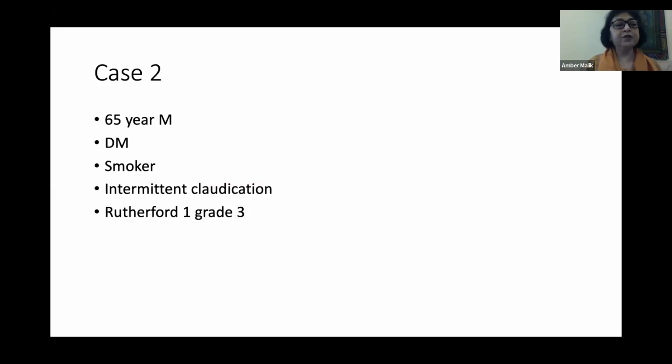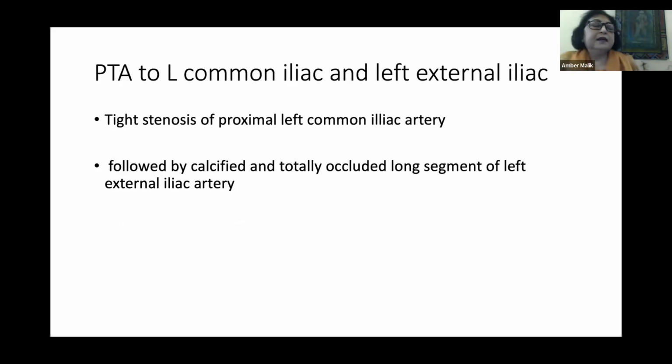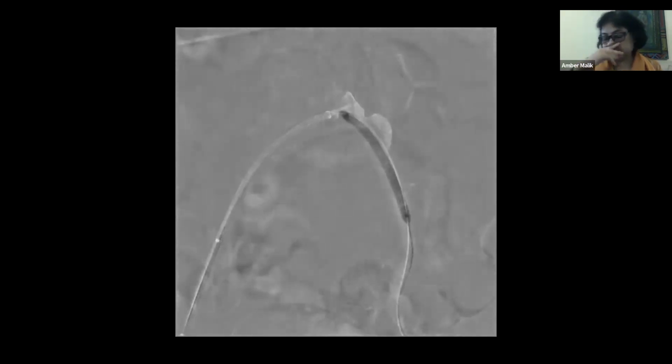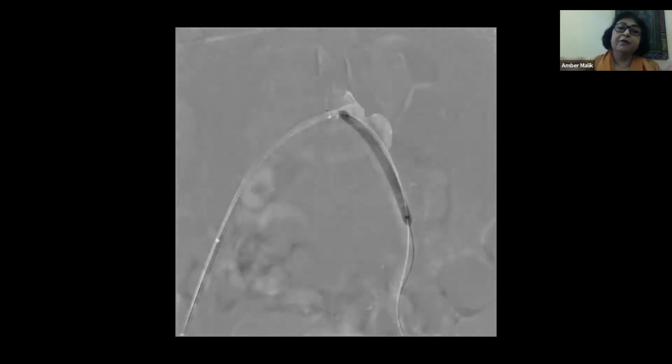Then we have another patient who was Rutherford grade 3, severe intermittent claudication, and he was diabetic and a smoker. Again, initial pictures are not there, but there was a tight stenosis of the proximal left common iliac artery, which was followed by a calcified and totally occluded long segment of the left external iliac artery. This is how we accessed him from the right contralateral side. There was nothing much from here.